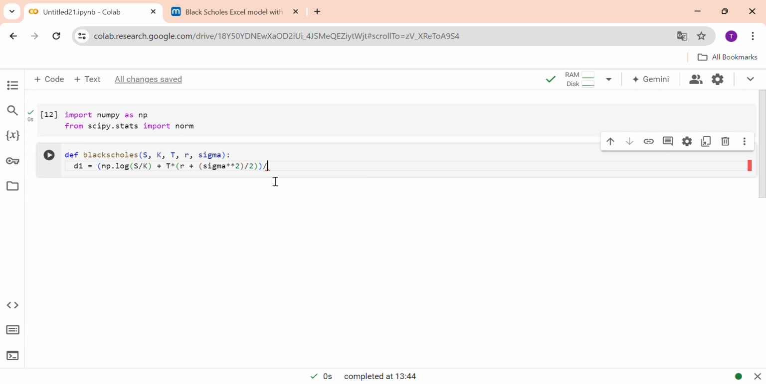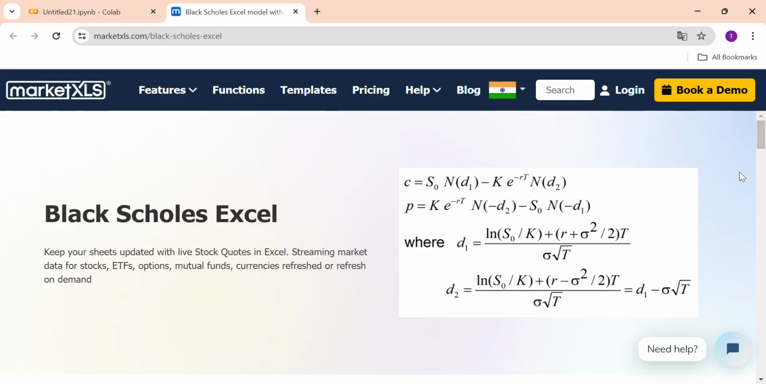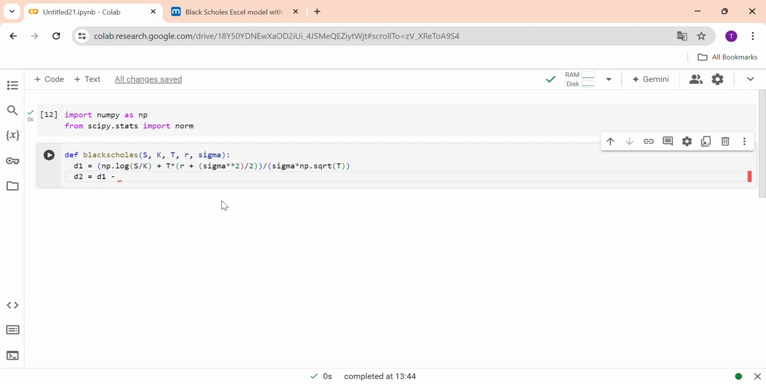It is pretty much simple. So it is sigma into np dot square root of T, right? So we have written the numerator term, the d1 term basically, and now the d2 term is pretty much simple. d2 is d1 minus sigma root T, right? So it will be sigma into square root of T. So np square root of T gives us the root, right? And then we are pretty much done.